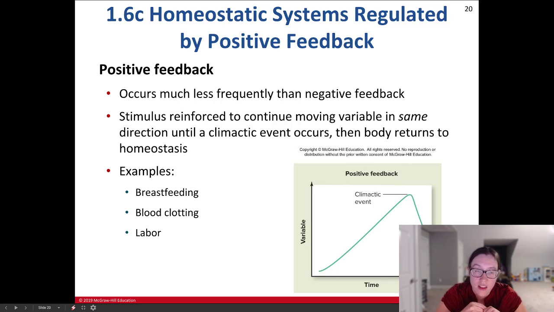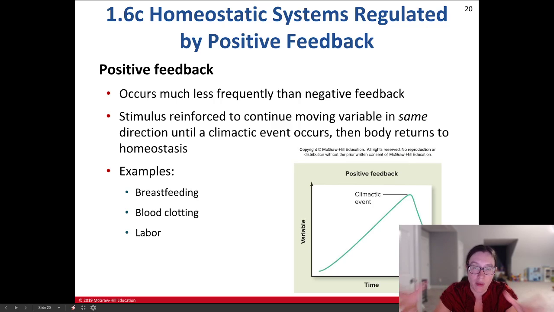What happens then is that's going to send information up to the control center, and oxytocin is going to be released. And oxytocin is going to cause the uterus to contract. And that contraction is actually going to cause the baby's head to stimulate the cervix more. And so that's going to cause more oxytocin to be released, and it's going to cause the uterus to contract even more. And that's going to push the baby even more, and it's going to cause the cervix to be stretched even more. And so this is going to keep happening, right?